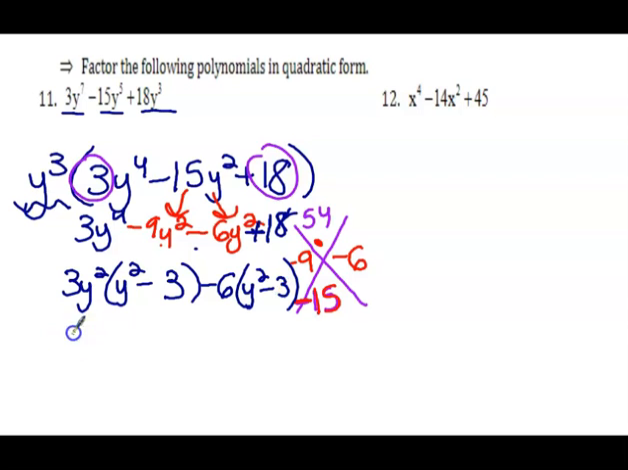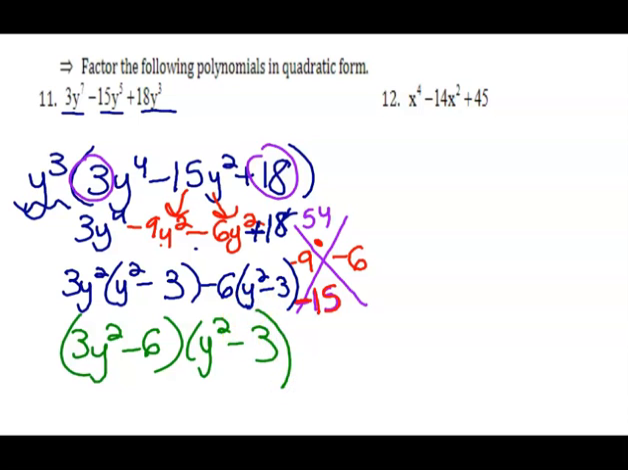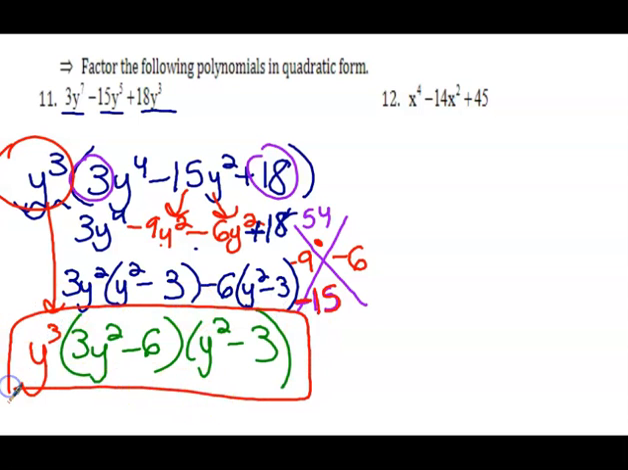All right, so now what do I have? 3y squared minus 6 times y squared minus 3. And then again, don't forget that y to the third. That y to the third, bring all the way down. And there's my answer. Now, if you're like, ooh, I don't know if I did that right. Well, FOIL it back out and see what we've got. 3y squared times y squared would become 3y to the fourth. And 3y to the fourth times y to the third would become 3y to the seventh. So you can always go backwards and see if you have the same answer.